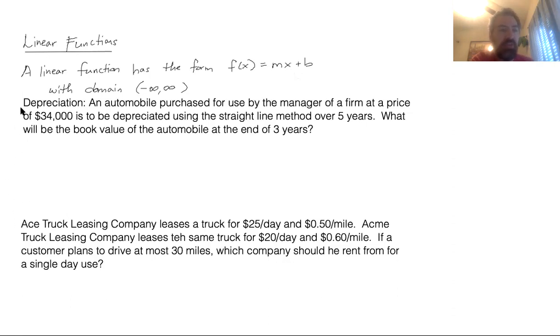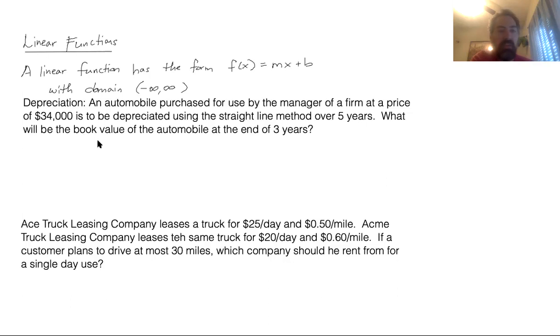The first one involves a depreciation example. In this case, we have a car that's purchased for use by the manager of a firm at a price of $34,000. And this car is depreciated using a straight line method over 5 years. What will be the book value of the automobile at the end of the 3 years? And so if we're depreciating over 5 years, that means that we're making the assumption that over 5 years, it has a depreciation value of $0.